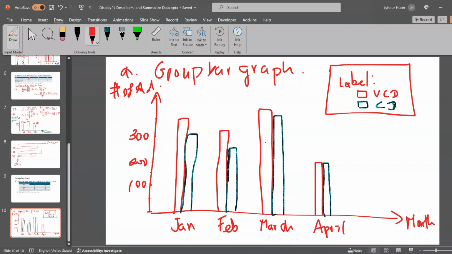Because otherwise, if you give only this graph to the reader, for example, you open a store, and then your store manager gives you only this bar graph but doesn't say anything, doesn't label it, then you will think, oh, how can I figure it out? Right? So you need to label it. So this is for A.